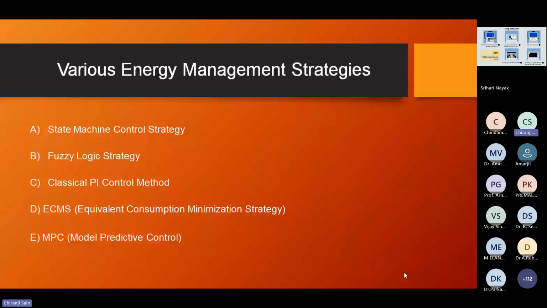And while talking about the control strategies, there is the state machine control strategy, fuzzy logic control strategy, classical PI control method, the model predictive control, as well as the sliding mode control. The important nonlinear control technique nowadays is going to be adopted to justify the energy management control technique that we need to have.